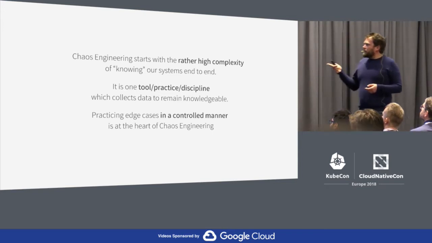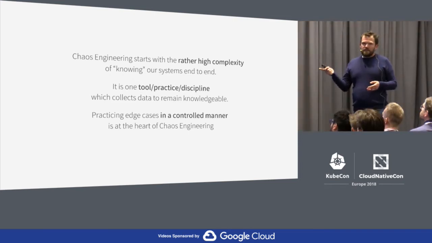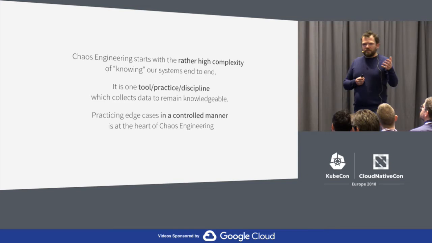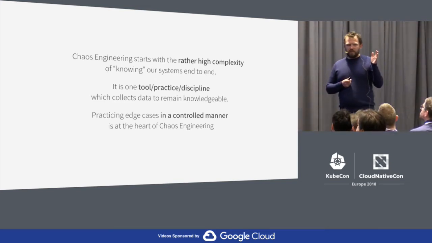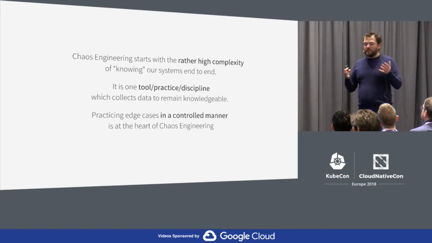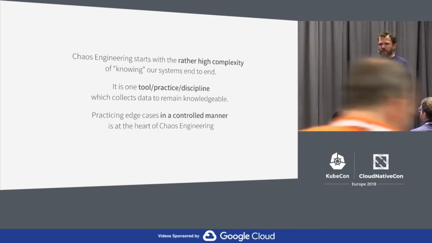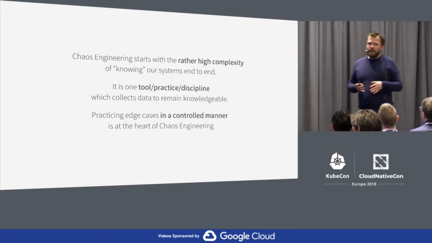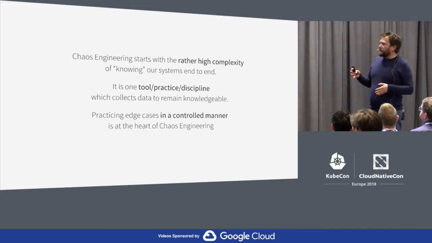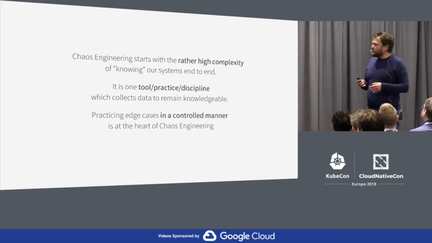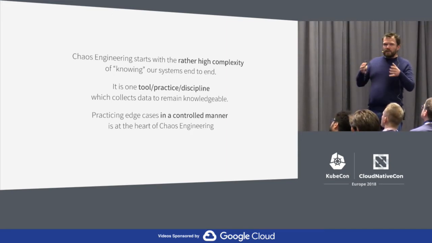Practicing edge cases in a controlled manner is the goal of chaos engineering, right? It's not going and breaking stuff randomly without people knowing. This is not it. If you do that, your team is going to be pissed off. You will never learn anything. So that's not the point. Breaking stuff is one thing, and you don't really have to actually break anything if you want to learn from chaos engineering anyway. It's just one aspect of it. But you need to do that in a controlled manner.